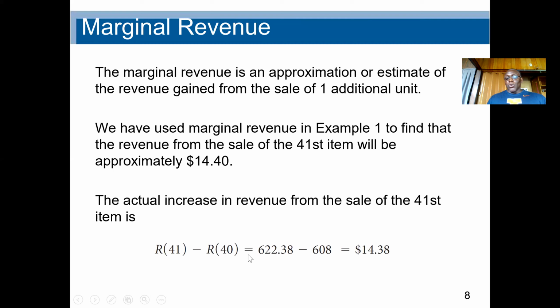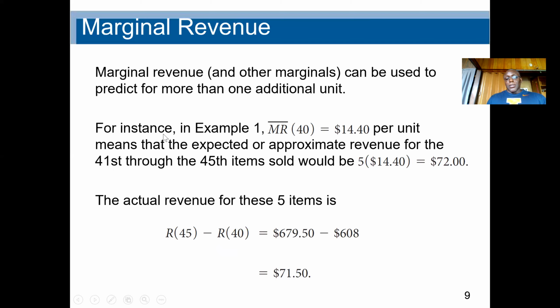So we know if it's at 40, marginal revenue means after 40, the next item that will be produced, the revenue of it. So it will be the 41st. And the difference is the revenue at 41 minus the revenue at 40. So marginal revenue and other marginals can be used to predict for more than one additional unit. And that's the whole concept here.